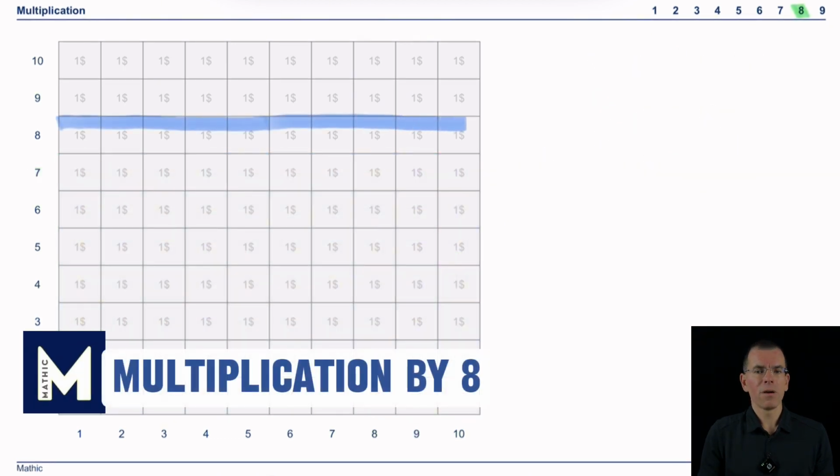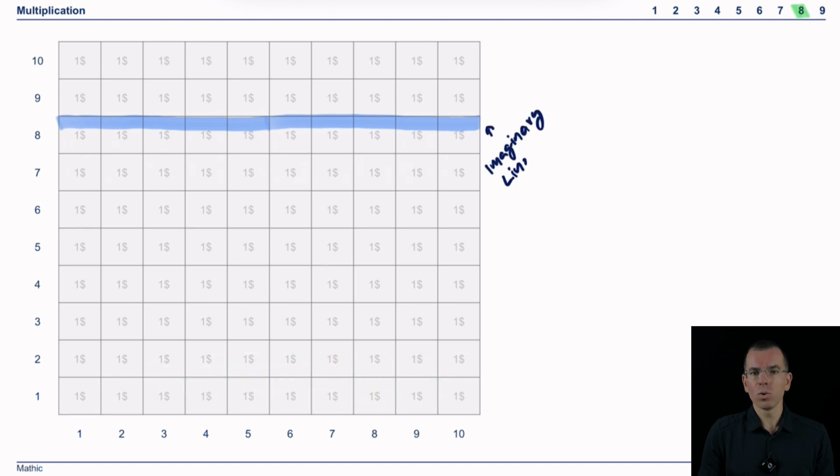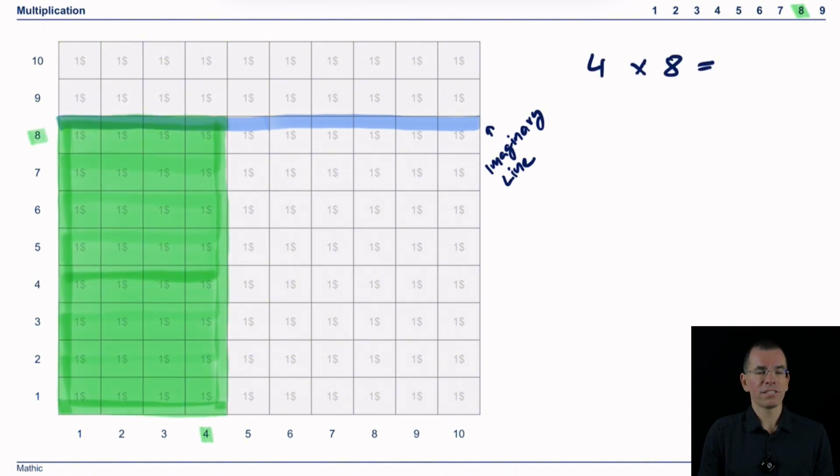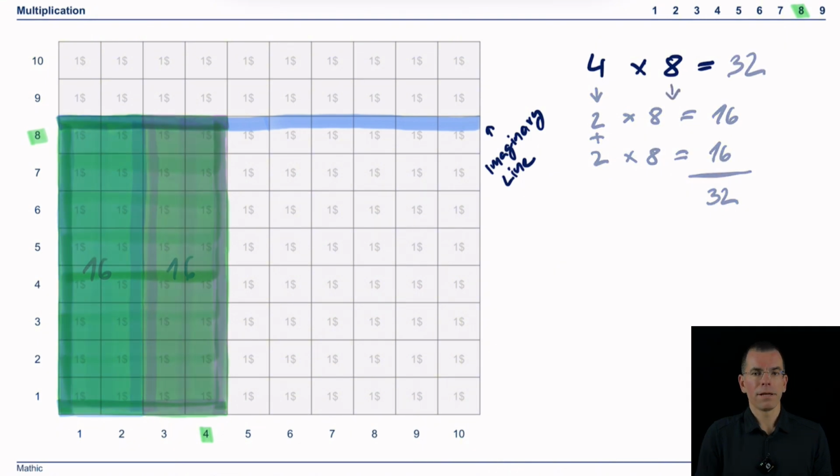Multiplication by 8. With 8, there are 3 possibilities how to split the number. 2 plus 2 plus 2 plus 2, or 4 plus 4, or 10 minus 2. 4 times 8. As 4 is a smaller number, most simple solution seems to be splitting 4 into 2 plus 2. Calculating 2 times 8 plus 2 times 8. That is 16 plus 16 equals 32.